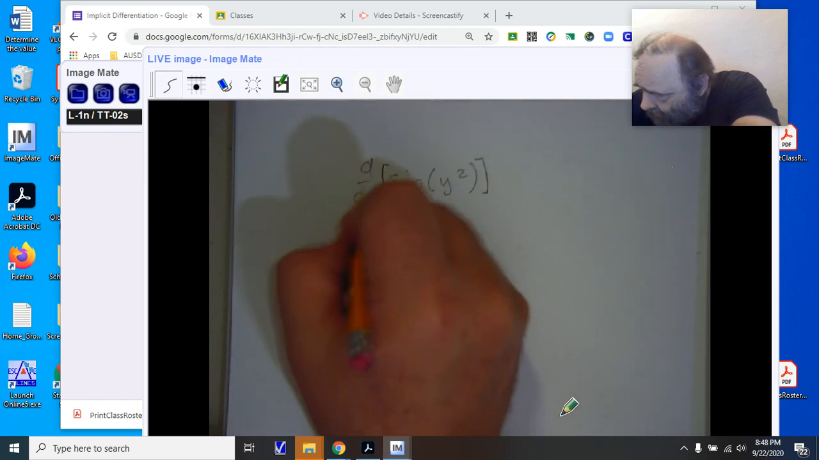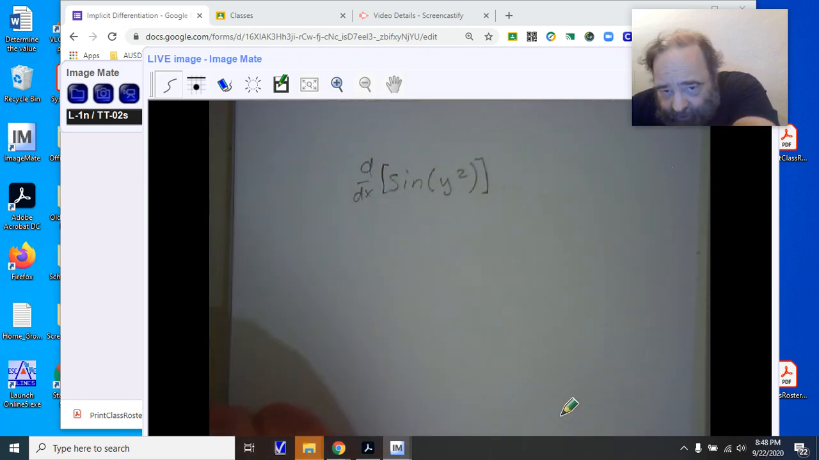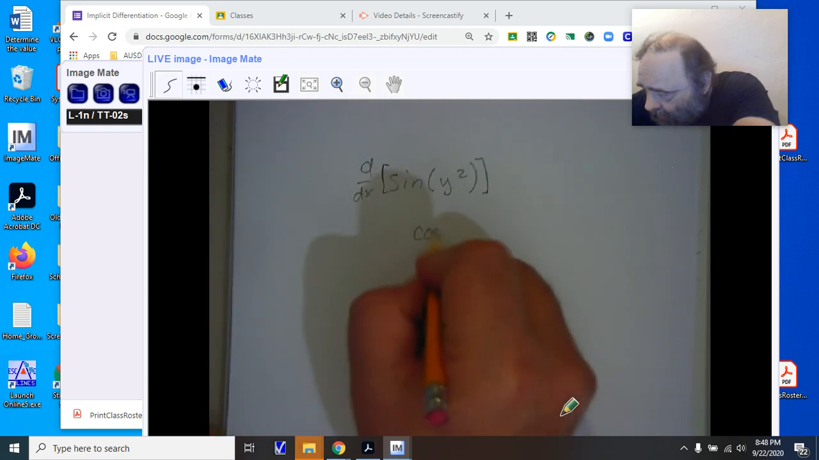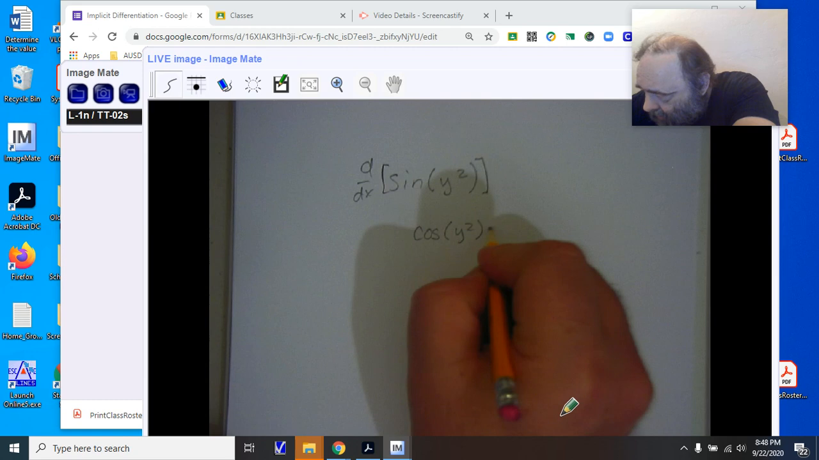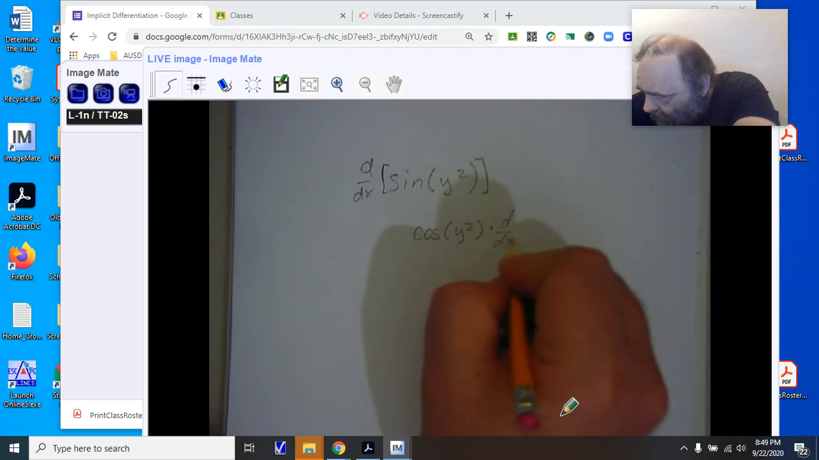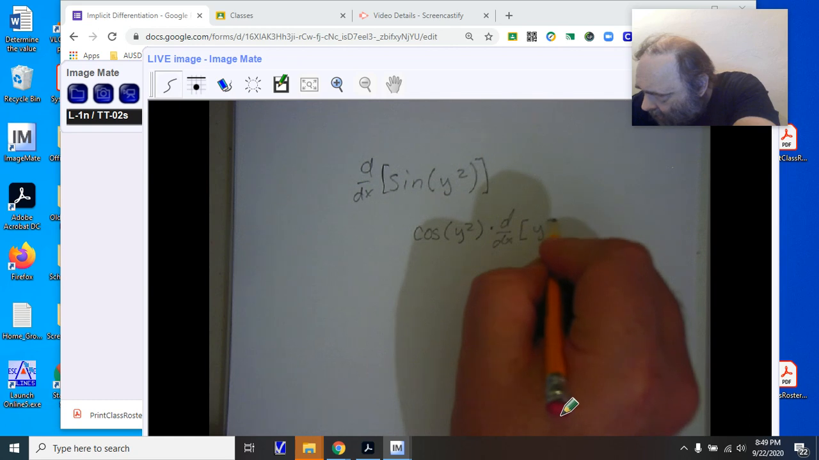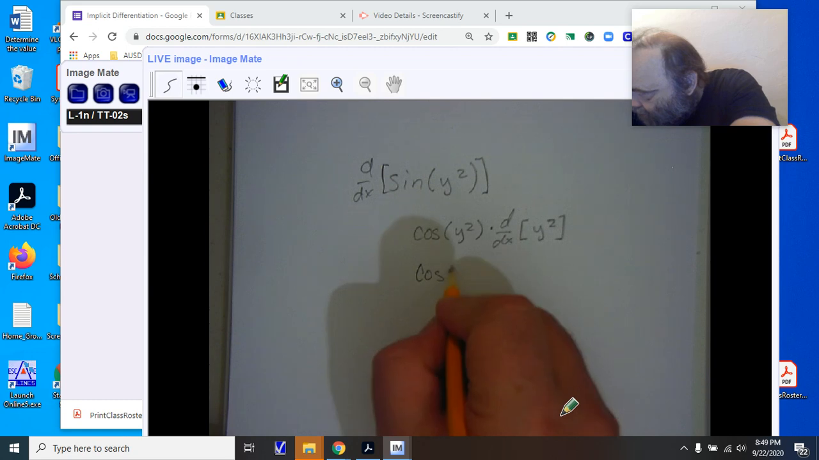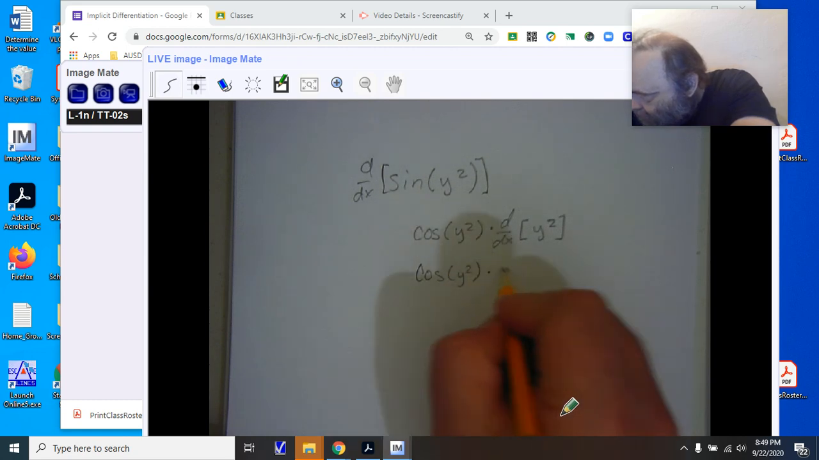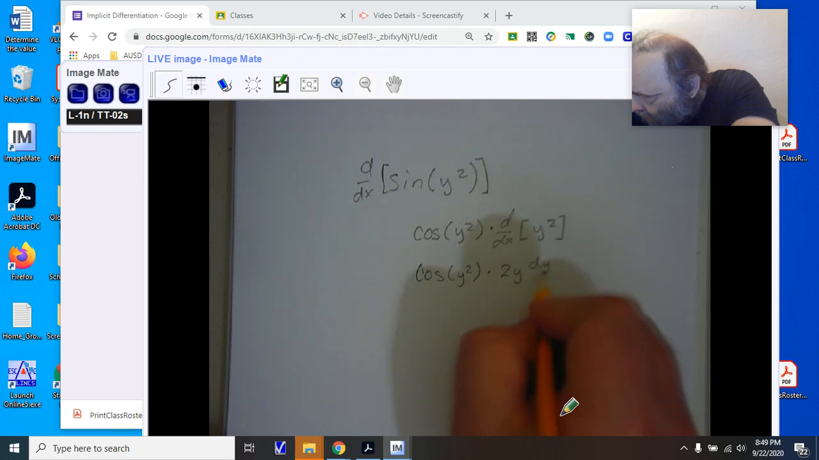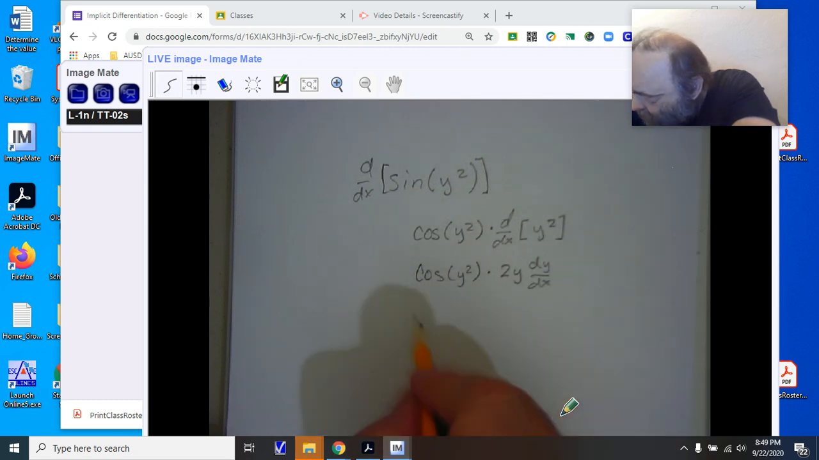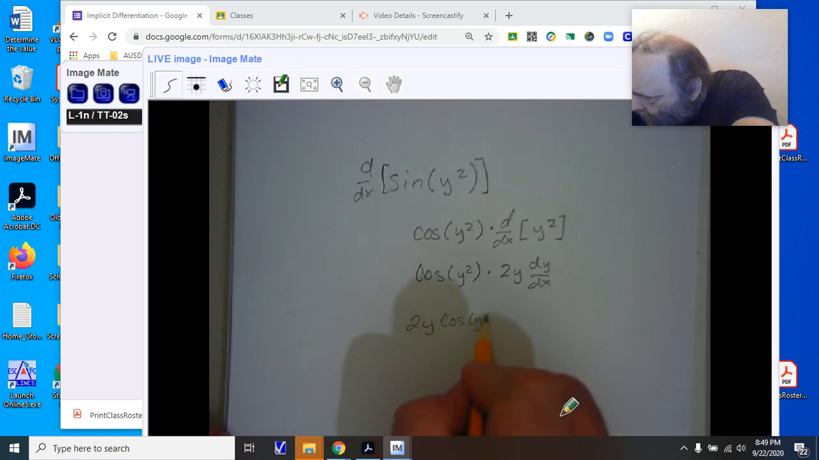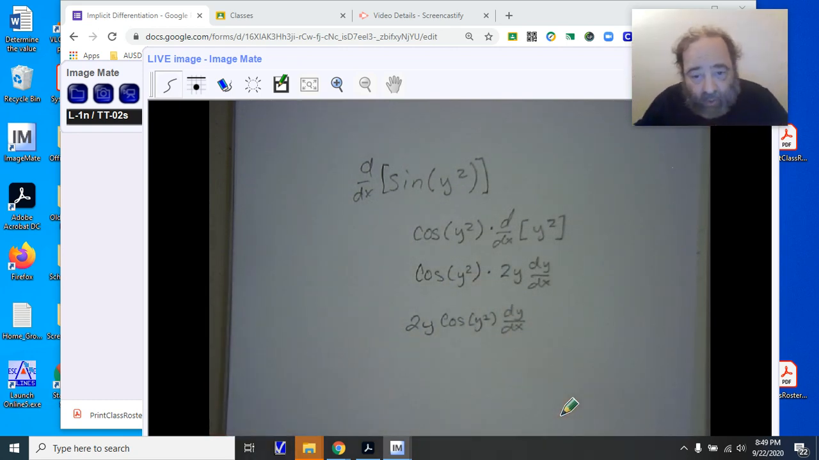So we're going to take our d dx. We're going to work with the sine first in our chain rule. This is going to give us cosine, and we leave the y squared alone, times the derivative d dx, and now we're at that y squared. So we're going to have cosine of y squared times 2y dy dx. And I'm just going to clean this up so that I have my 2y cosine y squared, and then I'm going to have my dy dx at the end. Let's take a look at another one.